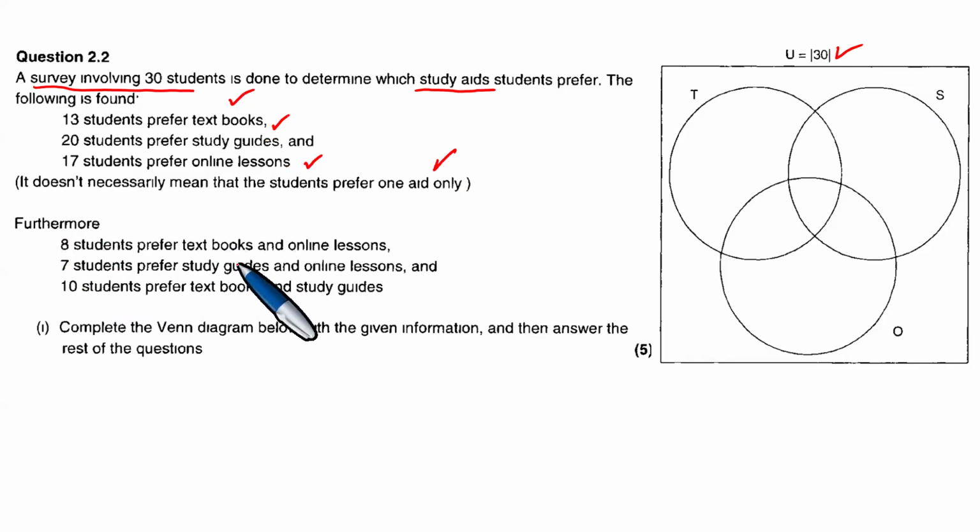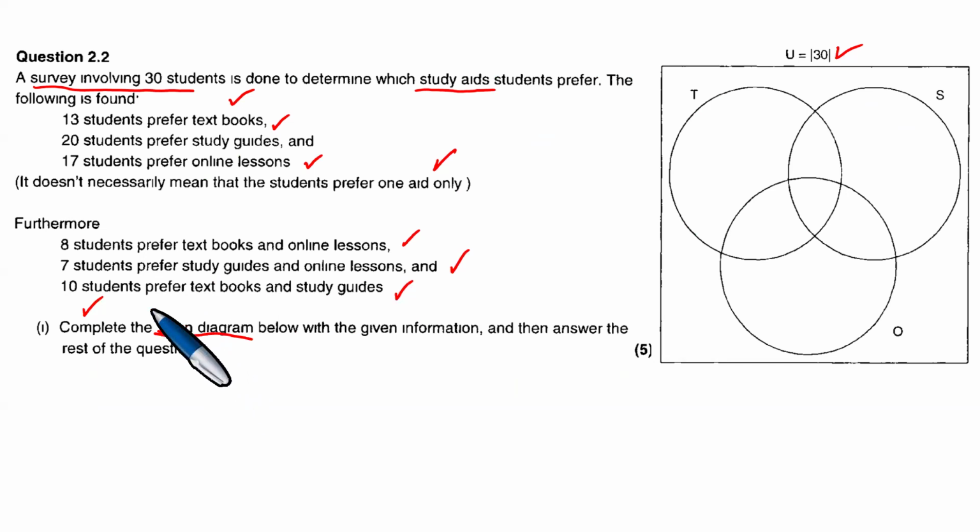Furthermore, 8 students prefer textbooks and online lessons. 7 students prefer study guides and online lessons. 10 students prefer textbooks and study guides. This is what we've been given, and this is what you need to do: complete the Venn diagram below with the given information and then answer the rest of the questions that follow. Let us ponder on this particular question and reason through it together, and we find the following answers in a step-by-step fashion.